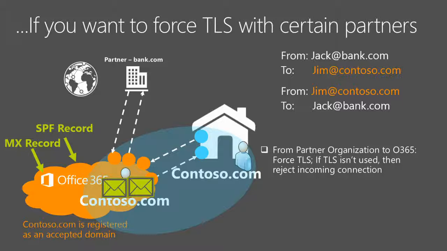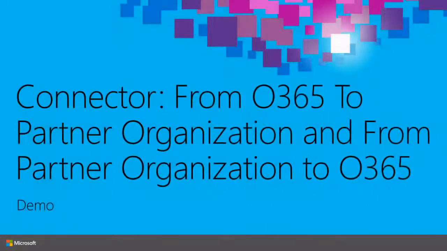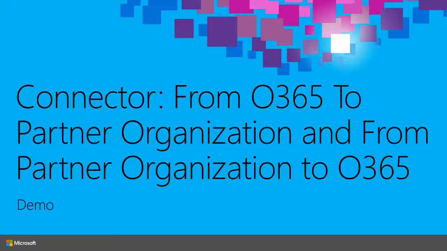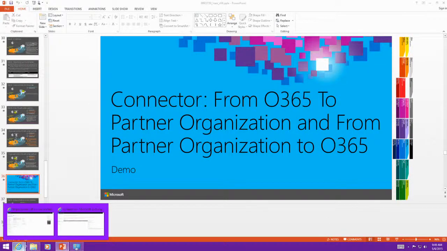Similarly, when Jim wants to send mail out to Jack in this case, that mail would come to us from Jim's mailbox, and we would validate, is TLS supported, or is TLS actually used by bank.com? If bank.com says yes, that's the only time we would send that mail over using TLS to bank.com. Otherwise, that mail would not go to bank.com. It would get rejected. You would get an NDR. Okay? So the only reason why you want to create these partner connectors is if you absolutely want to enforce TLS with these partners. So that being said, let's demo a partner connector. And in this case, I will actually do a validation.